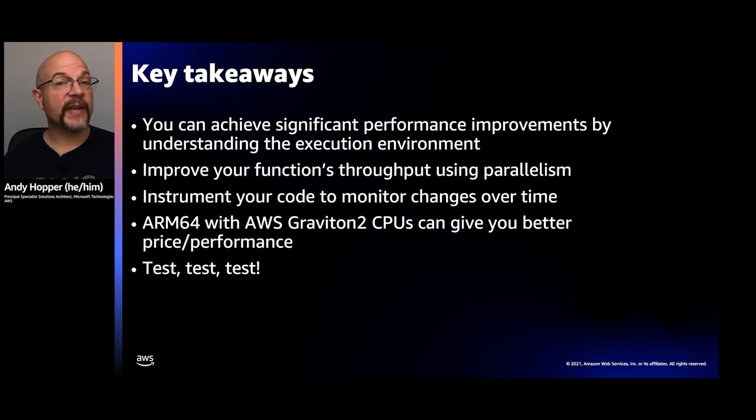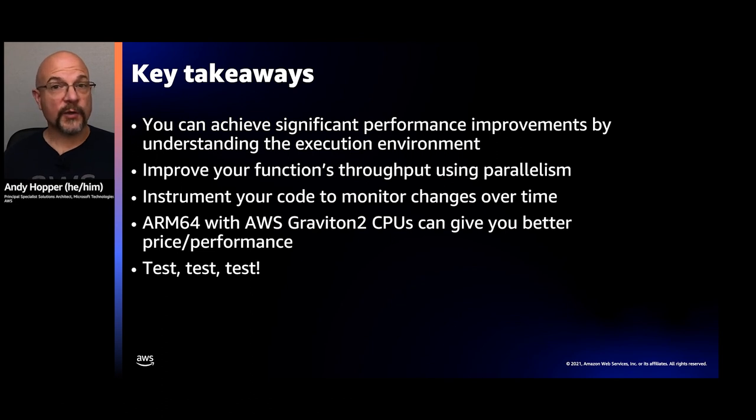Always look at ways to instrument your code. Leverage technologies like X-Ray in order to monitor your code. Even look at using technologies like CloudWatch Synthetics to continually measure the performance of your code. Optimization is a continuous process, and over time, as your code changes, you want to make sure you're aware of how those changes impact the overall performance of your Lambda. The way to do that is by gathering instrumentation that gives you those metrics.